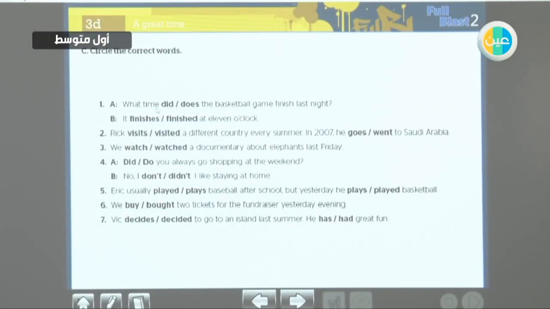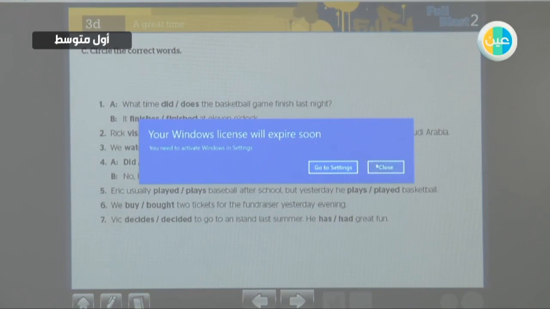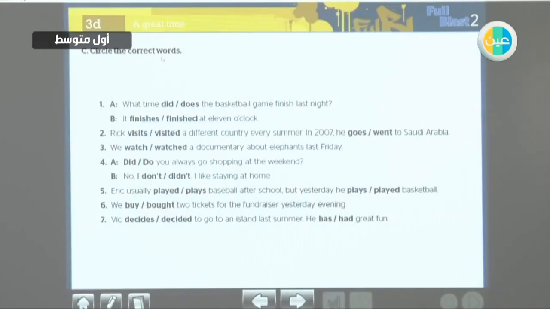Number 1: What time did or what time does the basketball game finish last night? Again, last night, so it means in the past. So are we going to use did or does? We're going to choose did. Very good. The answer will be in the past also: it finishes or it finished. Yes, finished at 11 o'clock.